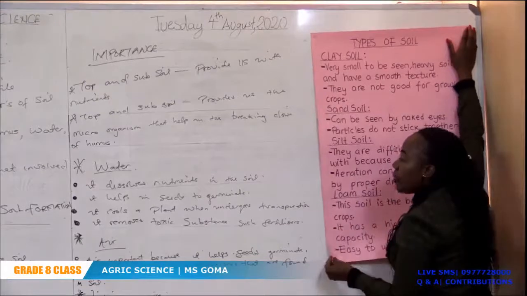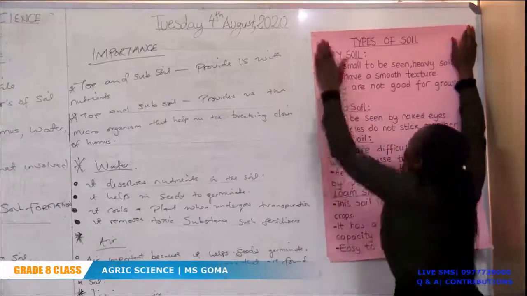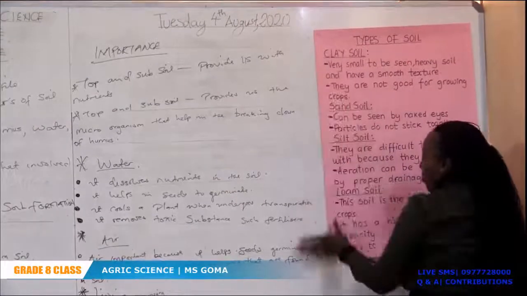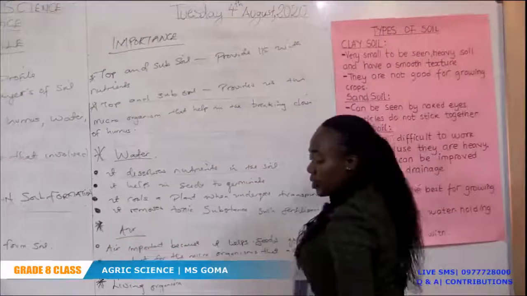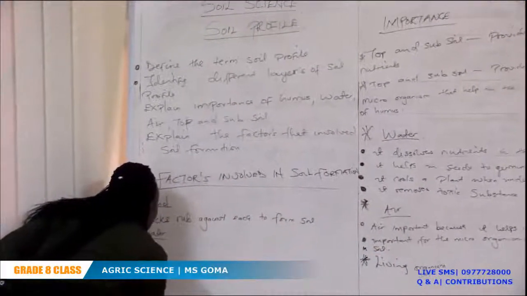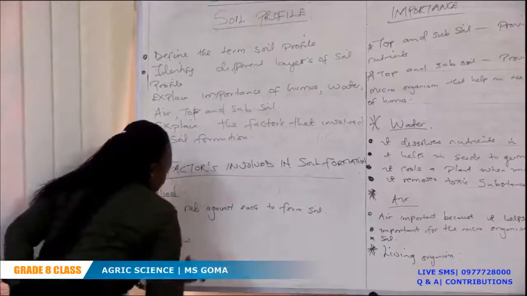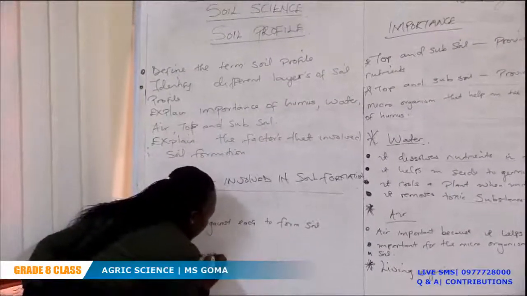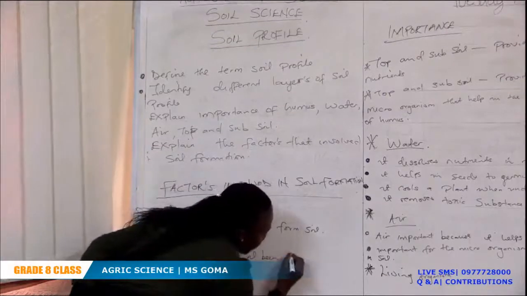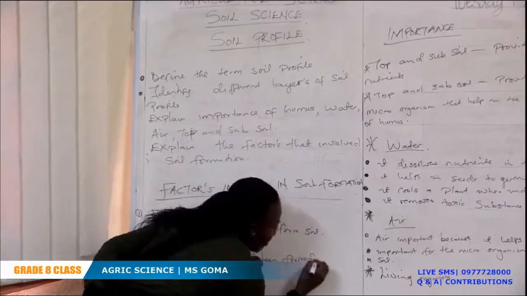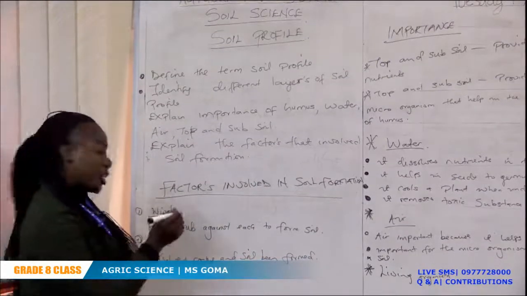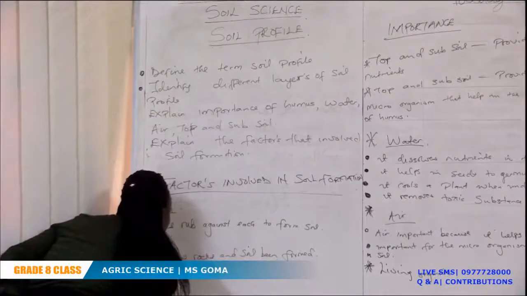So let's go on the third point. The third point after water is temperature. Okay? So water dissolves rocks and soil is being formed. Okay, so let's go to the third point. Our third point is temperature.